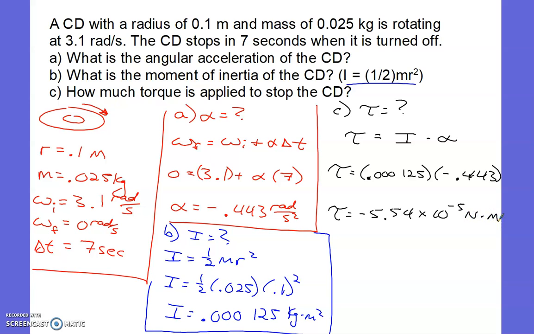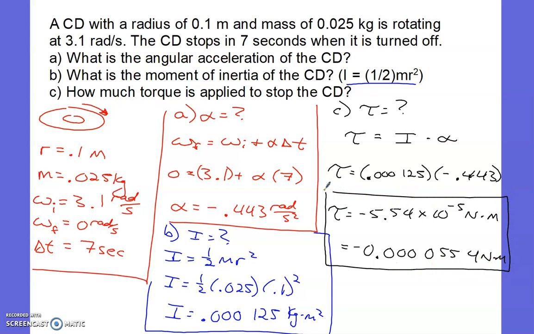Now that's in scientific notation. If you prefer standard notation, it would be negative 0.000554 Newton meters. Now the reason for the negative is simply that we are slowing the CD down. So it's working in the opposite direction of the initial angular speed.